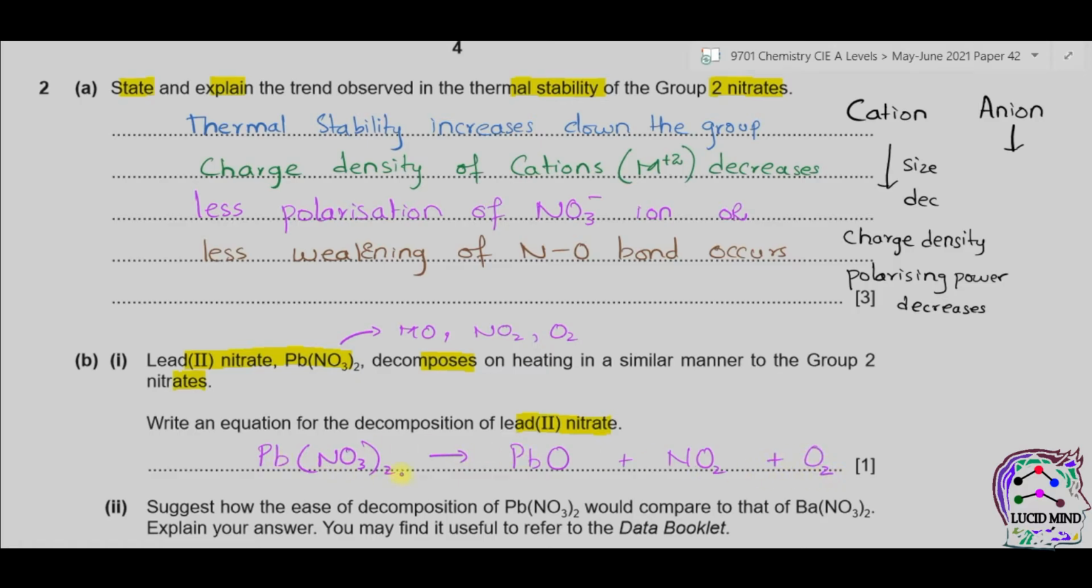Pb is balanced. We have two nitrogen atoms, so we can write 2 with NO2. Now there are 6 oxygen atoms on the reactant side and 4, 5, 6, 7 oxygen atoms on the product side. So we can reduce one oxygen on the product by writing 1 by 2.